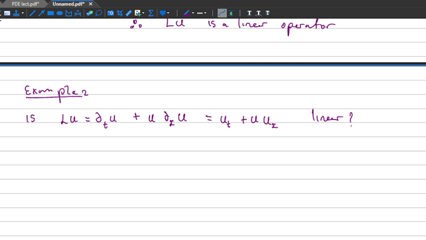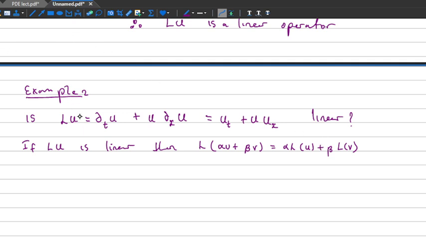So remember we said if L of U is linear, then L of alpha U plus beta V is equal to alpha L of U plus beta L of V. So this is more like you're making a contradiction. Okay, so you're making a contradiction. Is L of U equal to this linear? You start with a statement: if L of U is linear, then we're going to have this situation, right?